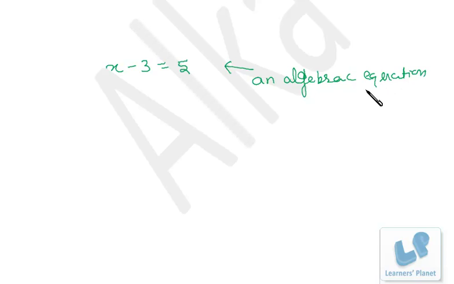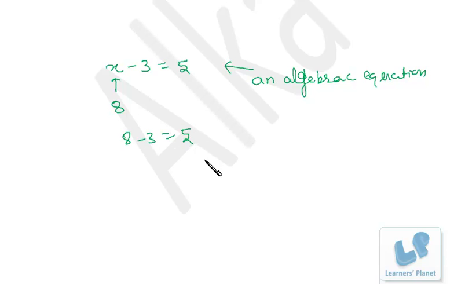So an algebraic equation is like, we have one variable over here and we have to find out the value of this variable, right? So here we have to find out the value of x. That means the value of x should be such that if we deduct 3 from it, we should get 5. So what value can x take? Clearly it should be 8, right? Because 8 minus 3 is equal to 5.